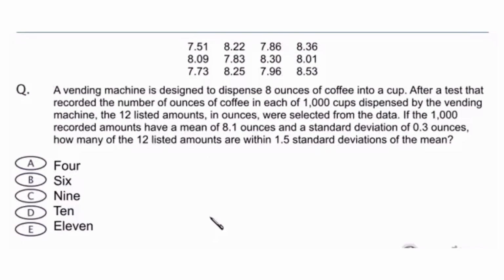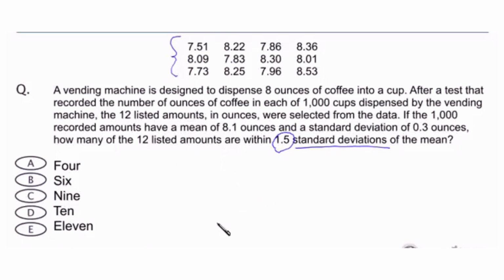All right, how'd you do? Well, I won't give you the answer yet, but hopefully you picked up on the fact that it is a statistics question. Now, what in the heck is a standard deviation, right? What does it even mean to figure out how many of these listed amounts are within 1.5 standard deviations of the mean? All right, well, there's a couple things going on here.